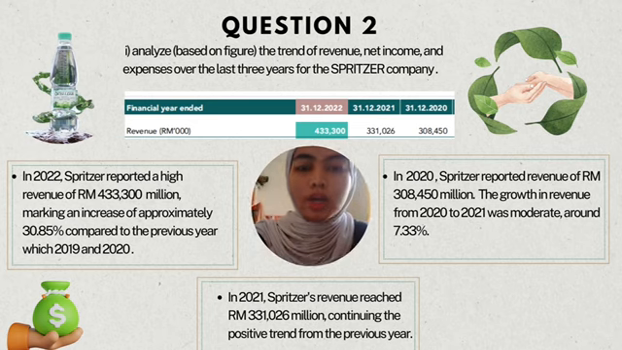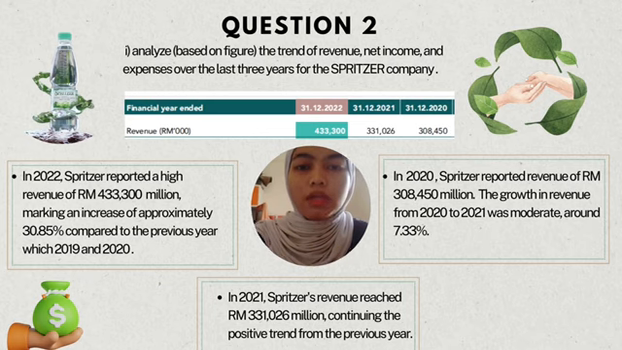Hi, my name is Nurul Zulaika binti Zulkarnain, and I'm going to explain about question number 2. Based on Spritzer annual report, there is strong financial growth over the past 3 years. In 2020, their revenue was 308,450 million, which increased to 3,126 million in 2021, and further jumped to a remarkable 433,300 million in 2022. This demonstrates a steady growth and a significant increase in earnings.